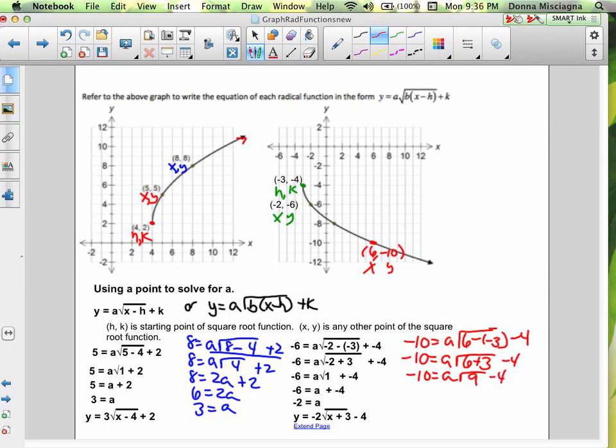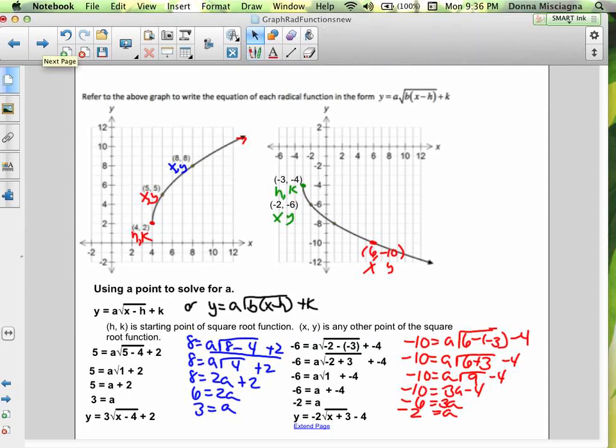And the square root of 9 is 3, so we have negative 10 equals 3a minus 4. We'll add 4 to both sides, so negative 6 equals 3a. And then if we divide both sides by 3, negative 2 equals a. There we go, exact same answer as before.